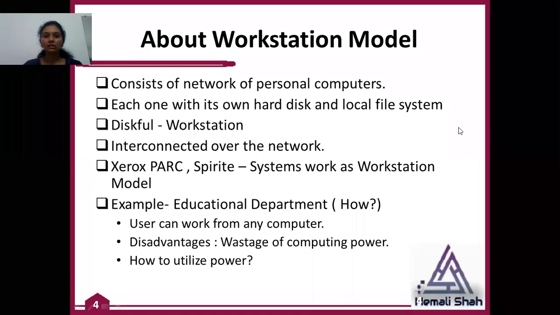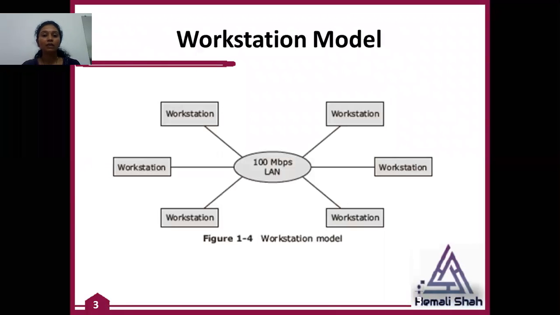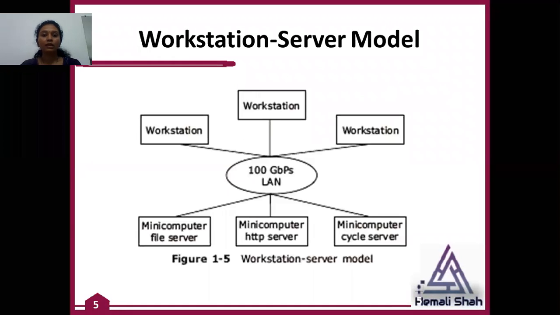Now next is the workstation server model. The disadvantage of the workstation model is covered by this workstation server model. Here, all the workstations are connected using high-speed networks. See the difference. Here it is a 100 Gbps LAN network and here is a 100 Mbps network. All the computers are connected with a high-speed network to mini computers, and these computers have some specific services.